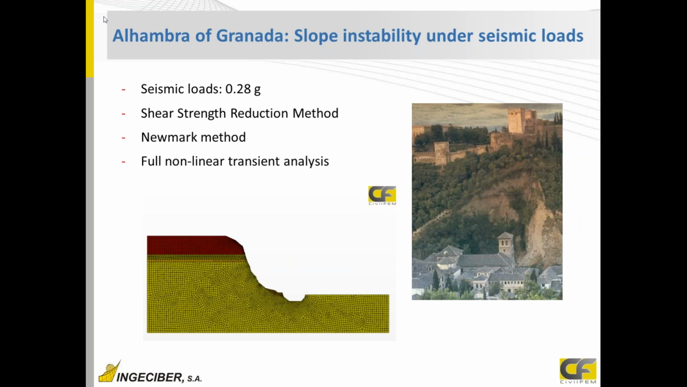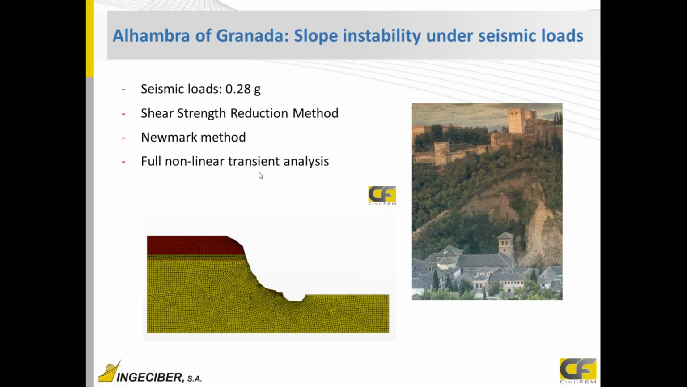Well, starting with the Alhambra of Granada, this is a palace that is on top of a hill, and on the bottom there's a river. Due to the effect of the river, the slope was increased, and we are going to analyze the safety factor of this slope, and also how to improve that safety factor with some anchors.